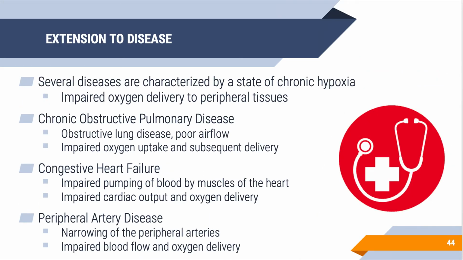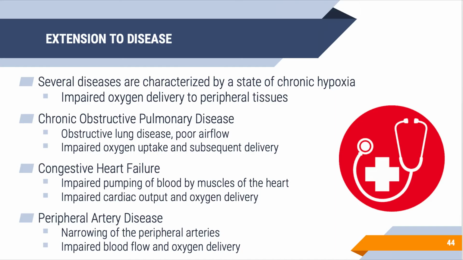Just a quick note on how this might extend to disease. A lot of diseases are actually characterized by a state of chronic hypoxia, so I just want to bring this to awareness, in the idea that there's impaired oxygen delivery to peripheral tissues. Just 3 main ones that I want to talk about are COPD, or chronic obstructive pulmonary disease, in which basically we have obstructive lung disease with poor airflow, meaning that we're taking in less oxygen and unable to deliver that oxygen to our skeletal muscle or our tissues of interest.